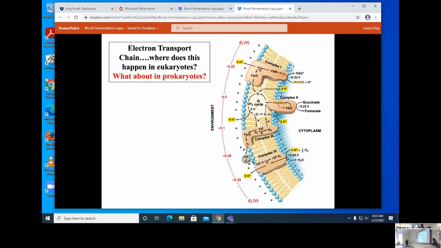What kind of things can make electron transport chains stop running? What kind of things can mess this up and prevent it from continuing to do its thing?